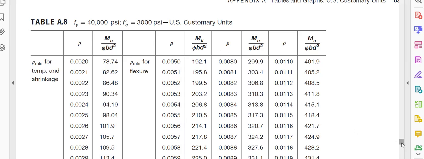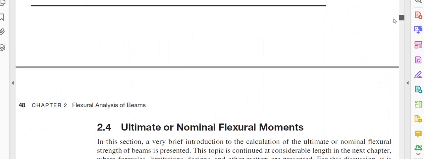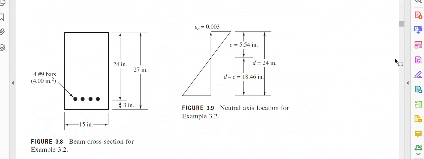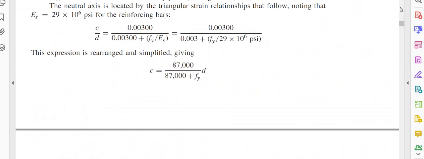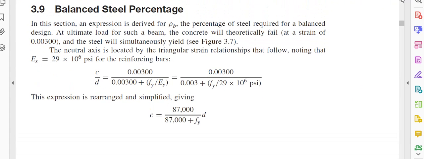Okay, then another concept I need to discuss before designing the beam, and that is balanced steel ratio. So balanced steel ratio, what is this?